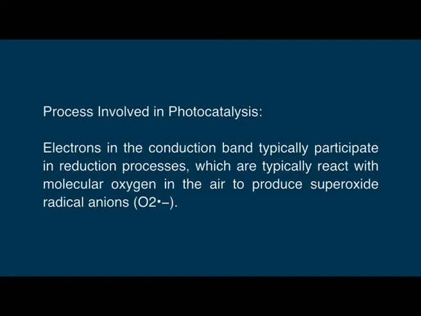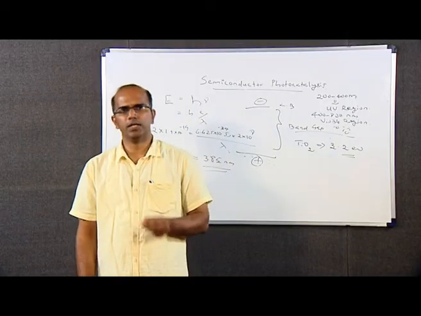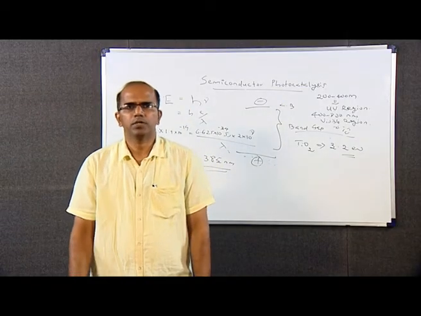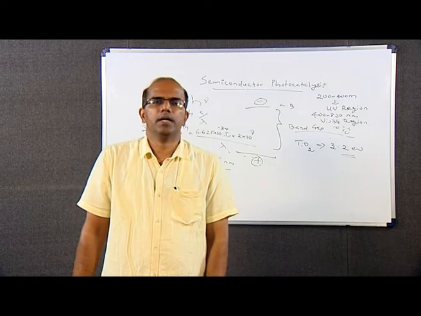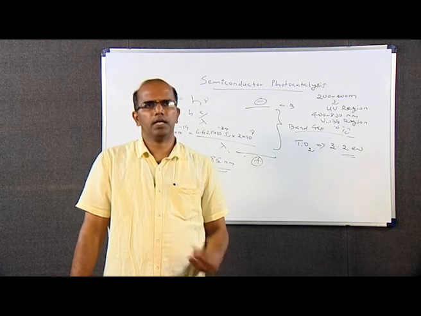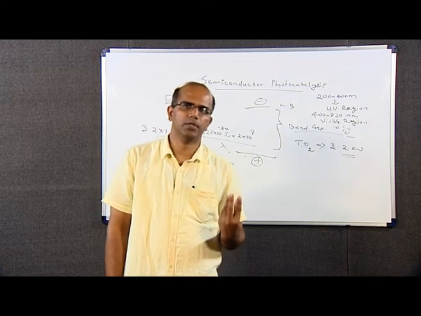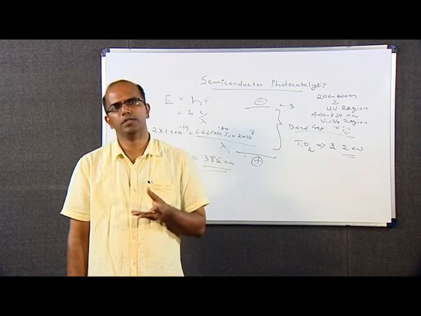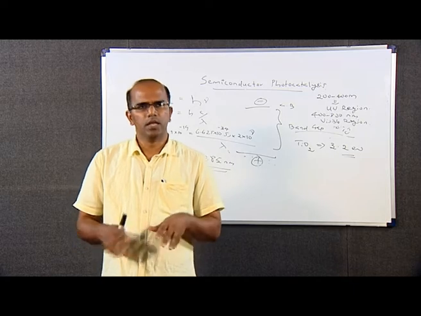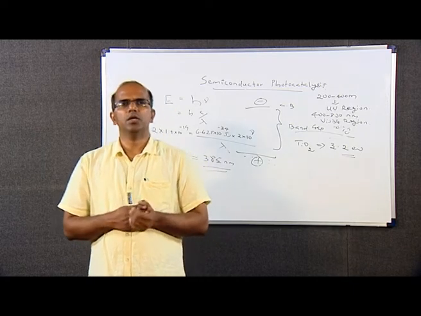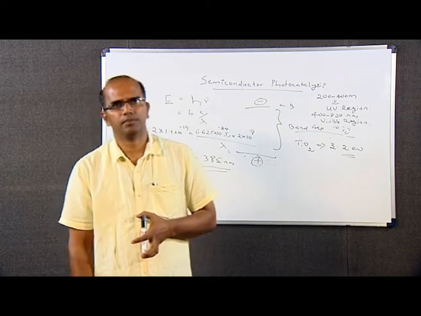Fourth one, the electrons in the conduction band typically participate in the reduction process, forming superoxide anions. So this hydroxyl radical as well as the superoxide radical are highly reactive radicals, and they can degrade any organic pollutant or any algae or fungi present on the surface and finally convert it into carbon dioxide and water.